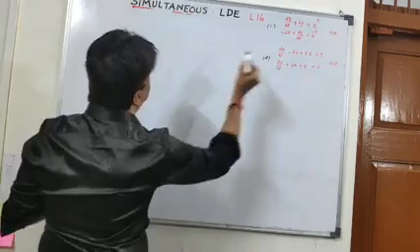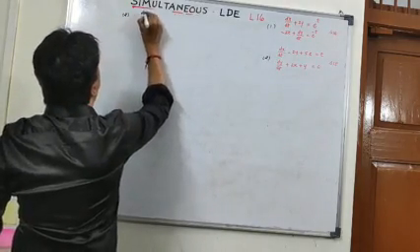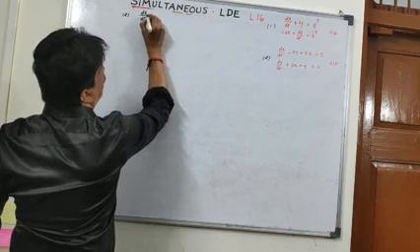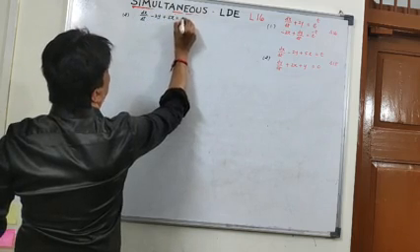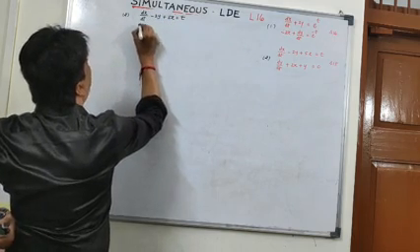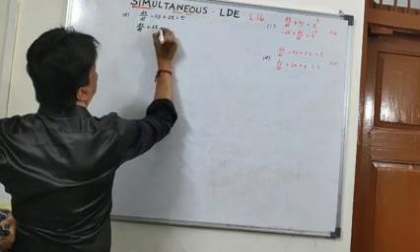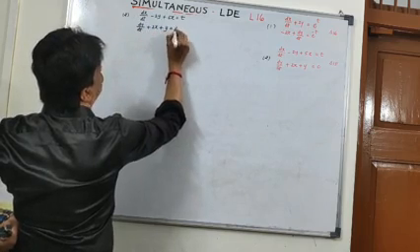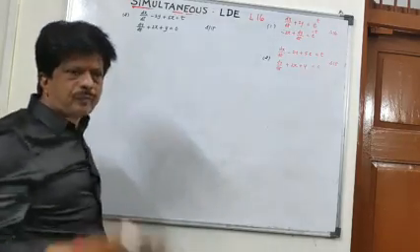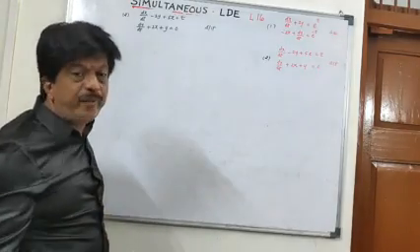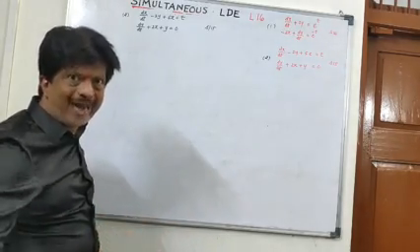Second example is this: dx/dt - 2y + 5x = t, dy/dt + 2x + y = 0. Here dx/dt means capital D of x, and dy/dt means capital D of y.